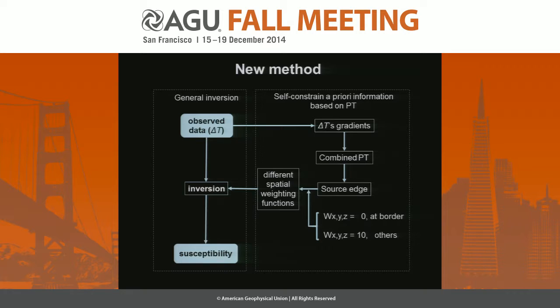Here is the flow map of the new method. We have the observed data, and we also use the TMA as an example. If we didn't add any constraints, we call the inversion the general inversion. And then, if we want to get the self-constrained information based on the probability tomography, firstly, we should get the gradients of the TMA in three directions. And then we use the probability tomography to process these gradients and get the final combined result and detect the source edge. And then we transfer this edge information to different spatial weighting functions and then invert to get our result.